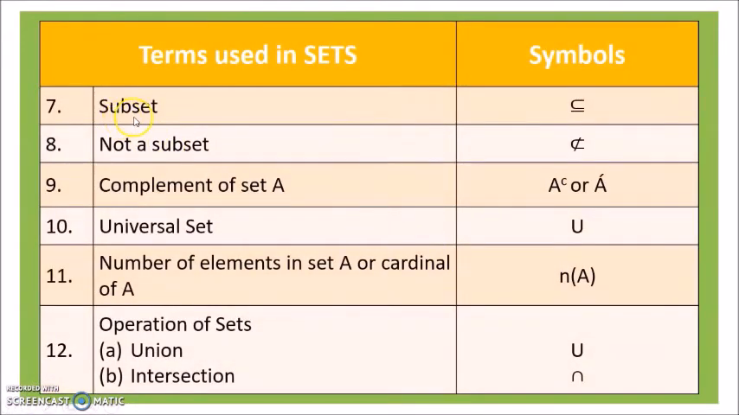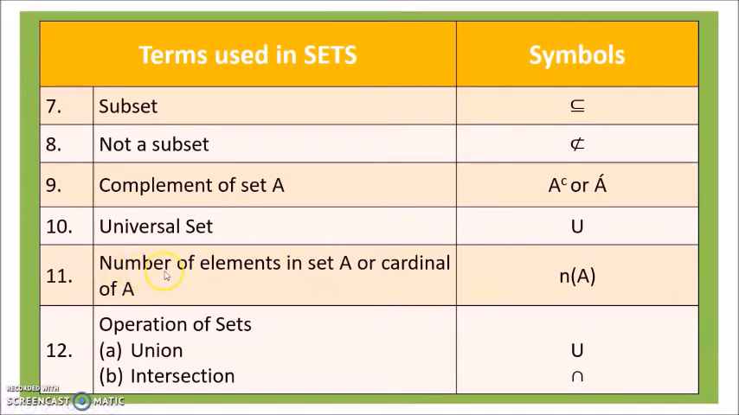Subset. Subset is represented by this symbol. You just study the symbols by heart. Later on, I will teach you about this. Not a subset. You just cancel that subset symbol and it becomes not a subset. Complement of set A: A raised to C or A dash. Universal set is represented by capital U. This is the biggest set, the universal set.